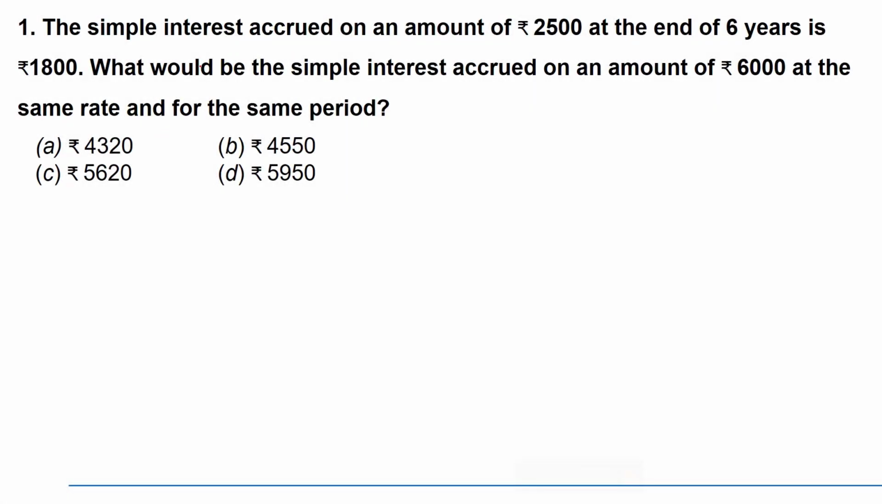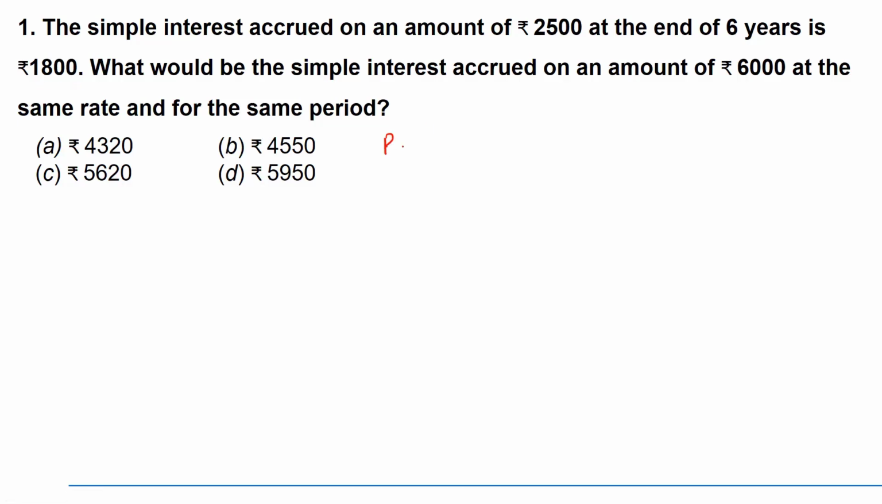First question. The simple interest accrued on an amount of rupees 2500 at the end of 6 years is rupees 1800. What would be the simple interest accrued on an amount of rupees 6000 at the same rate and for the same period? Okay. Now we have to find out the rate of interest for the given information. That is, principal is 2500, number of years is 6 years, and the simple interest is 1800.